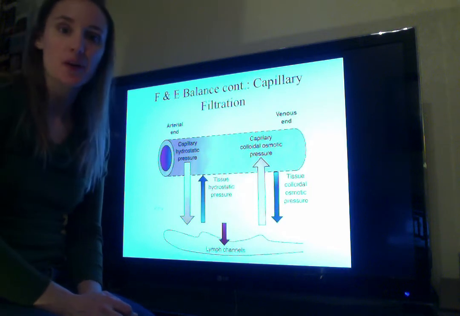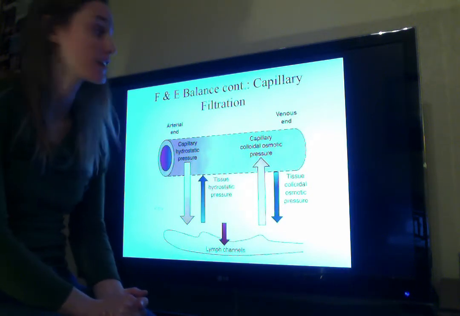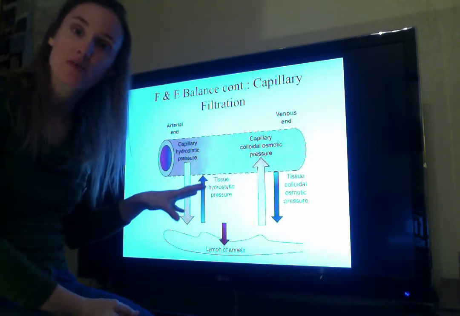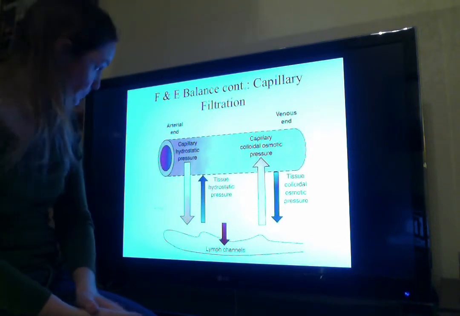Hi everyone. I had a question about capillary filtration, and so I thought I would take a little time to explain this one slide on our PowerPoint.